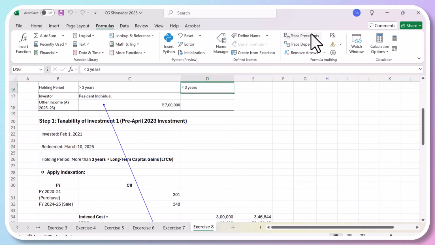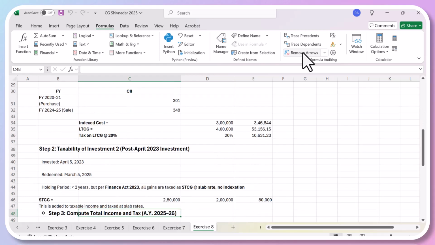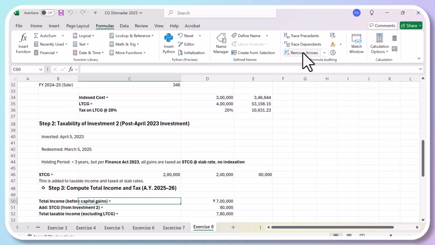Other income is 7 lakhs. This is his income other than the mutual fund income. He was working somewhere, getting some salary or running some business. So his other income, given as total income before capital gains, is 7 lakhs. Then add the short-term capital gain, which is 80,000.